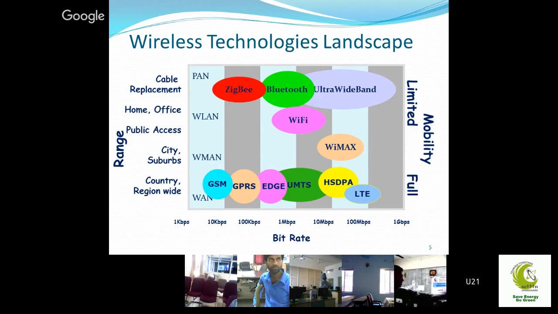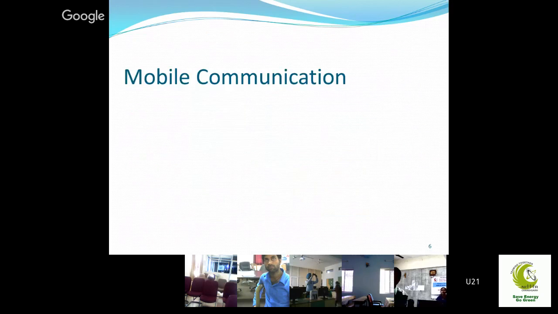The second thing is bitrate. All the applications are going more data intensive. For example, when we talk about LTE, why people are going for LTE? Because it can support higher data rates. So now we will start with mobile communication.